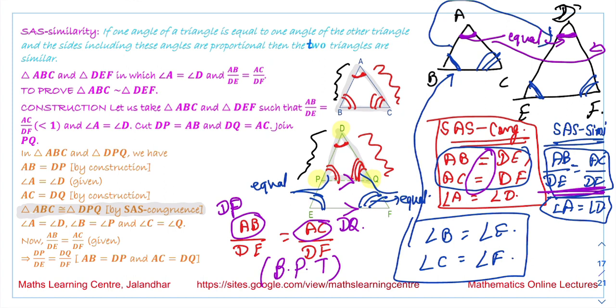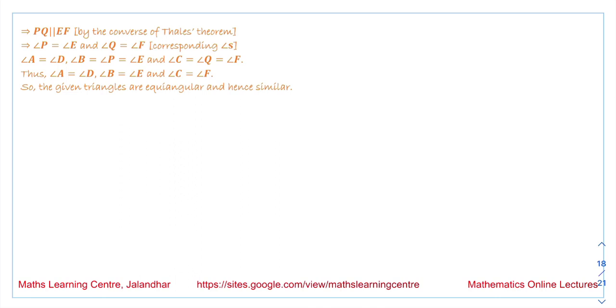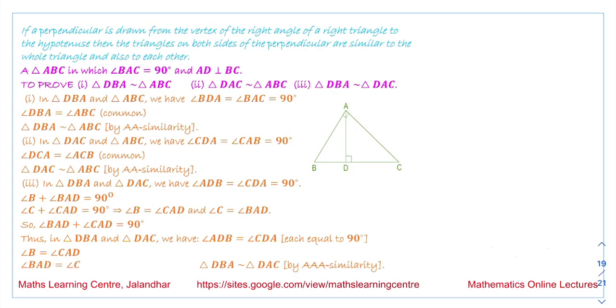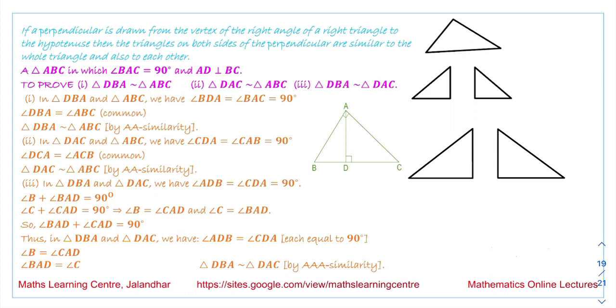Now next we have: if a perpendicular is drawn from the vertex of the right angle of a right angle triangle to the hypotenuse, then the triangles on both sides of the perpendicular are similar to the whole triangle and also to each other. Now in this next question, ABC is a right angled triangle, right angled at A, and a perpendicular is drawn from this A to this side BC. This BC is the hypotenuse over here, and this perpendicular is drawn.